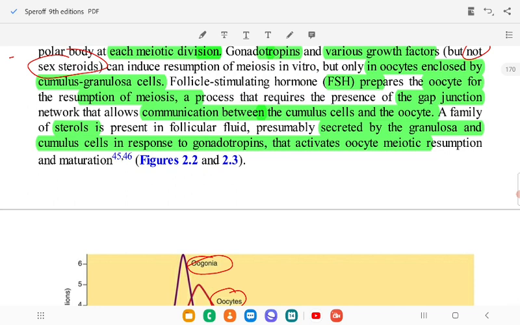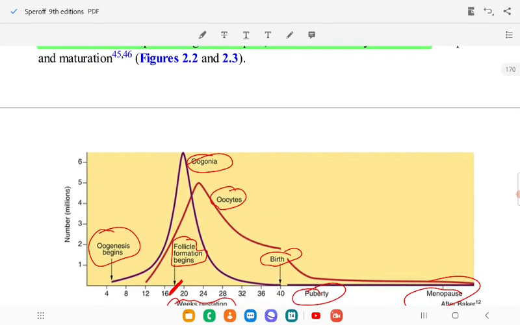FSH also activates the gap junctions that allow communication between the cumulus cells and the oocytes. What are the factors that will activate meiosis? First is gonadotropin, and there are growth factors, not sex steroids. The oocyte is surrounded by cumulus granulosa cells containing gap junctions between the cumulus granulosa cells and the oocyte. FSH prepares the oocyte for resumption of meiosis, and the follicular fluid secreted by the granulosa and cumulus cells in response to gonadotropin activates oocyte meiosis, resumption and maturation.